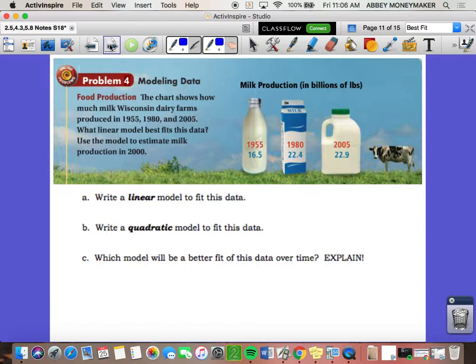And we're going to divide and conquer here. Problem number 4 talks about the price of milk. Now, I want you to give me the linear and I want you to give me the quadratic. So, half of y'all, right here, over, give me the linear. The rest of y'all, give me the quadratic.